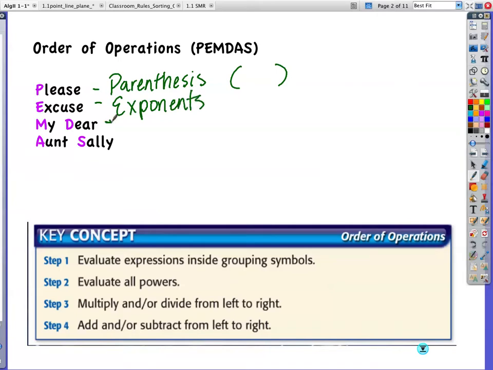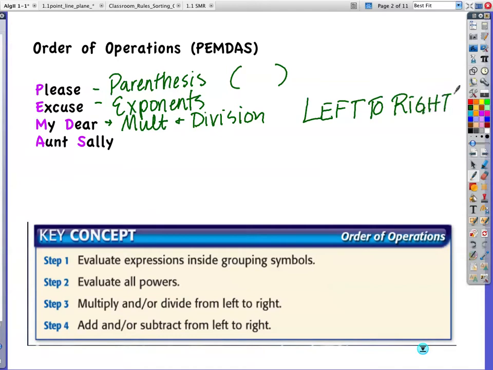And remember, the M and the D, the M is for multiplication and the D is for division. However, it always goes left to right. That's a big deal. Some kids think it's multiplication first and then division. It's left to right. Whichever you start at the left side of the problem, you work your way across. And if you see division first, then you do division. If you see multiplication first, you do that.